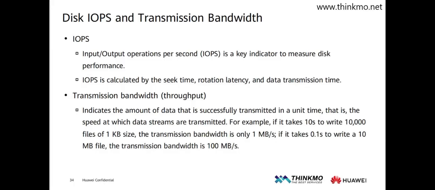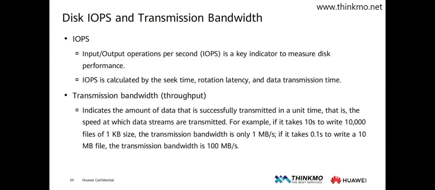Next, the second metric we see here is transmission bandwidth, or throughput. This mainly refers to the amount of data successfully transferred in a unit of time. In other words, it's the speed of our data transfer stream. You can think of it as a data transfer highway. The wider the highway, the more cars can pass through in the same amount of time, meaning more data can be transferred. This is the main concept of transmission bandwidth.